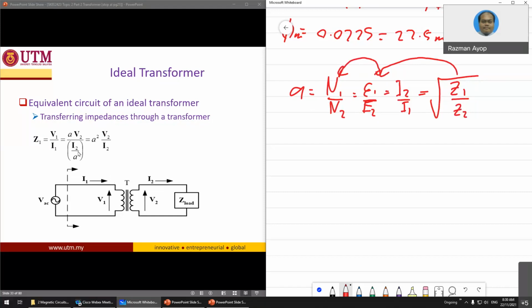This is how it is derived. Alpha, V2 and I2. So it becomes something like this. This is how the relationship is obtained. So if you move again, Z1 is actually alpha squared Z2. Sometimes Z2 is called Z load. So be careful, you should understand Z load and Z2 are the same.